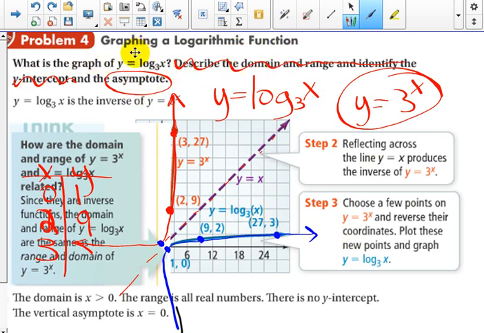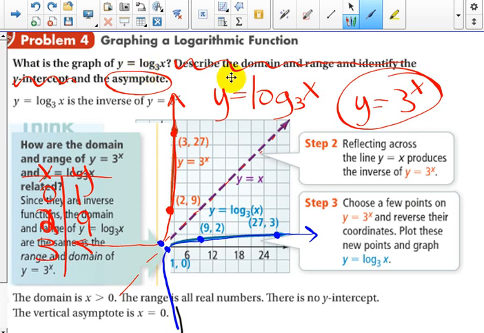Okay, problem 4 says graphing a logarithmic function. What is the graph of y equals log base 3 of x? I scribbled out describe the domain and range and identify the y-intercept and the asymptote. But I did circle asymptote. I want you to really pay close attention. I've talked till I'm blue in the face about y-intercepts, domain, and range. So let's focus on the asymptote.